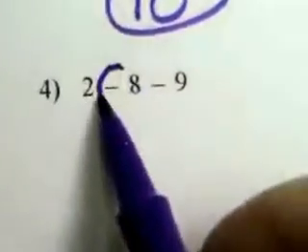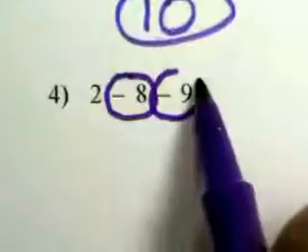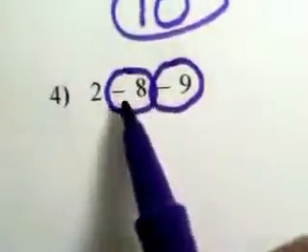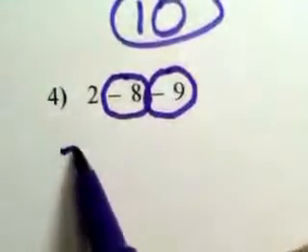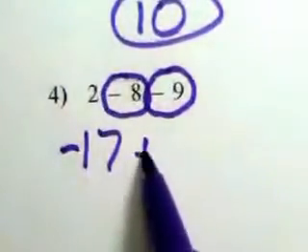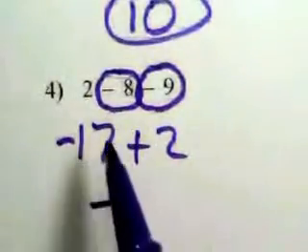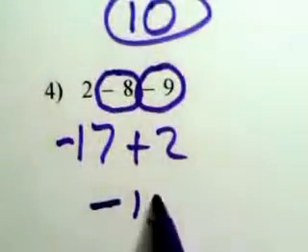All right, I have a -8 and I have a -9. Minus a negative, think of them the same. So that makes 17 boys. And there's 2 girls. Well, I definitely have more boys, so how many more? 17 take away 2 is 15.